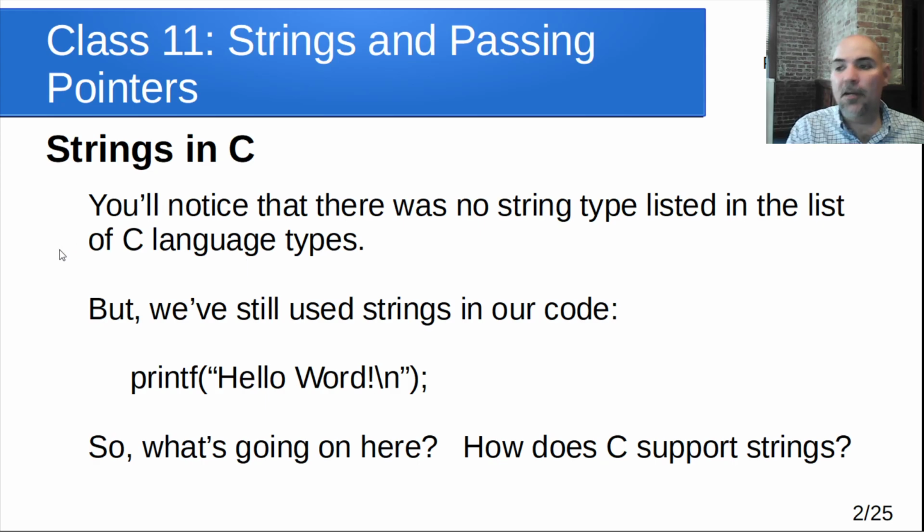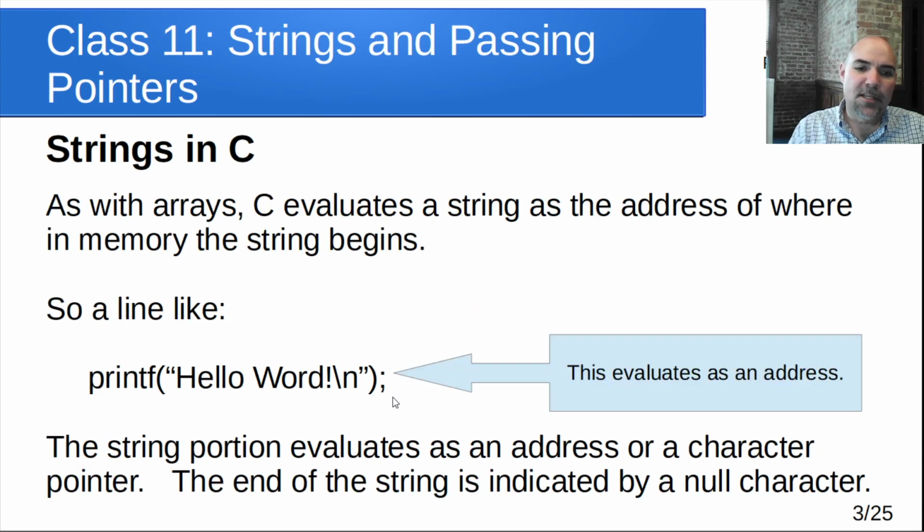But you'll notice in our code that we've used strings like this here, where it says like hello world. That's clearly what in most languages would be considered a string. It's this thing in double quotes. So if there's no string type, but we've used strings in our program, what's going on there? In other words, we want to answer the question, how does C support things like strings if there is no string type? And let's take a look at that.